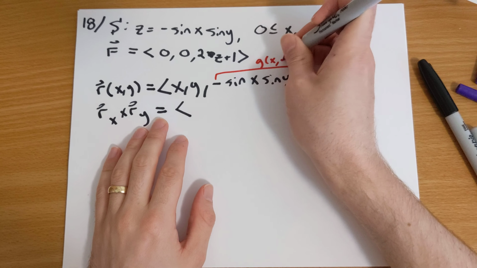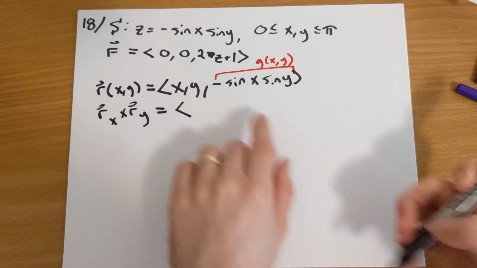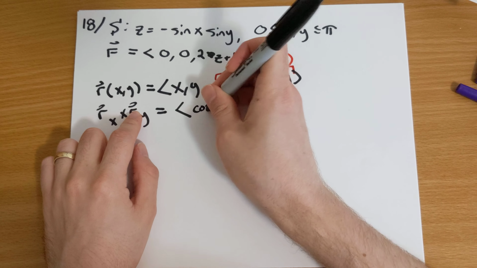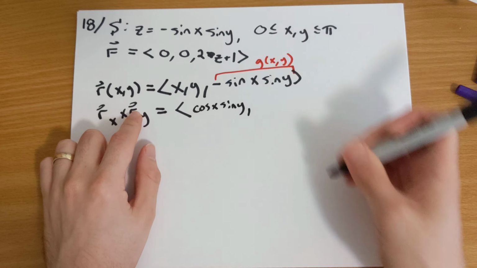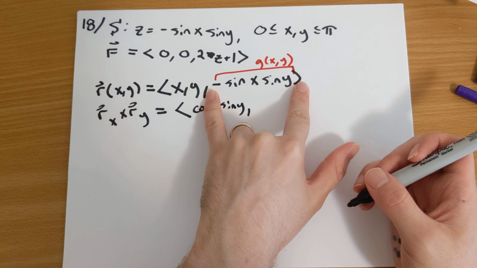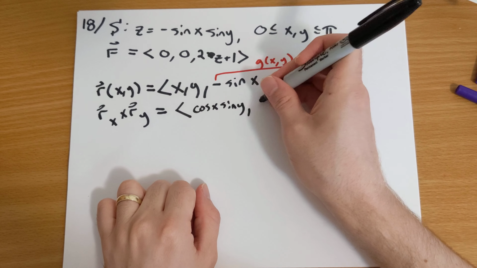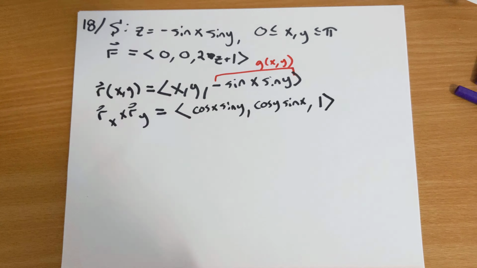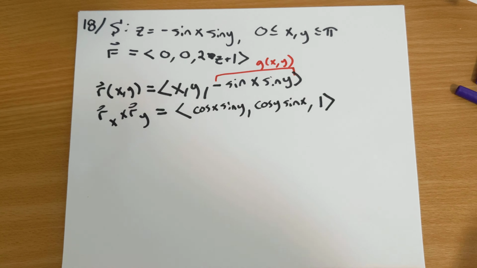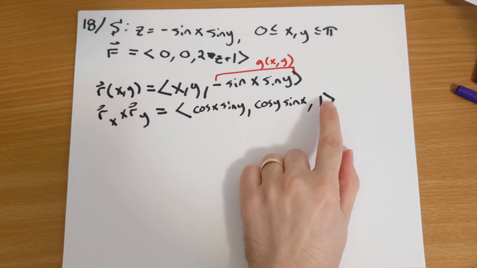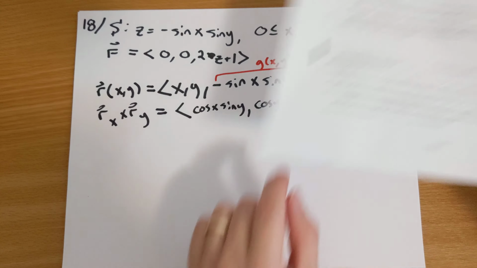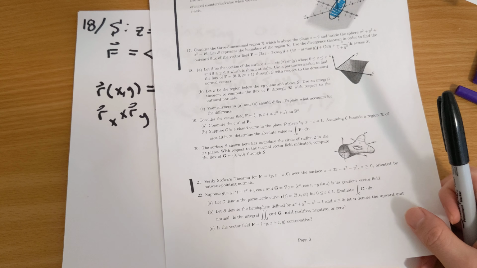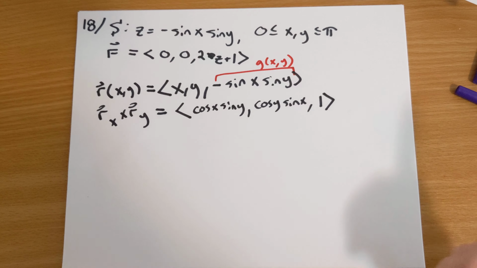We're calling this g of x y. It's the negative partial derivative of g with respect to x, which will be cosine x sine y. It's the negative partial derivative of this with respect to y, which will be cosine y sine x, and then 1. Okay, so this is a normal vector to the surface, but the fact that we have this 1 in the third component there means that our surface is oriented pointing upwards, not downwards.